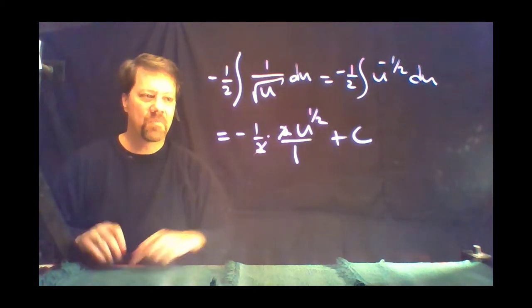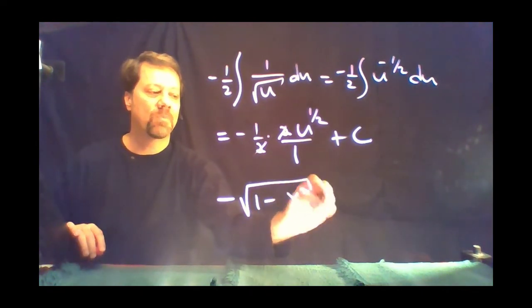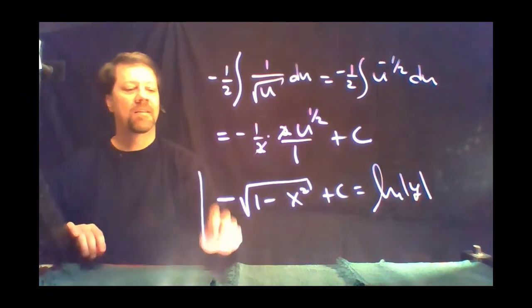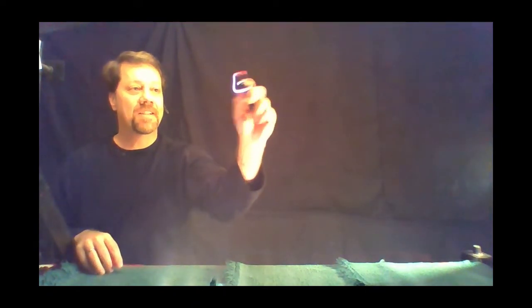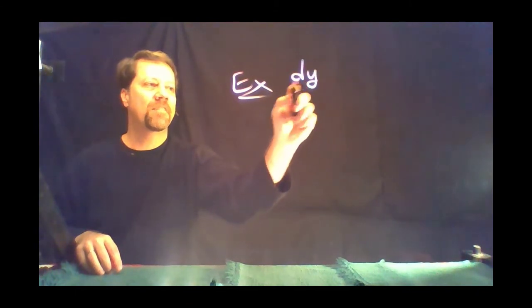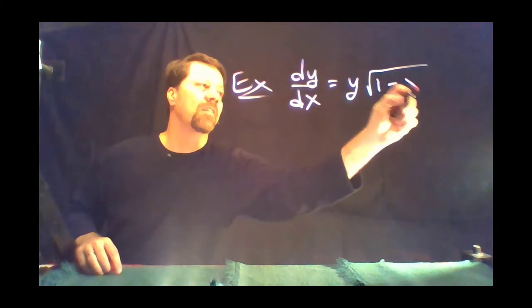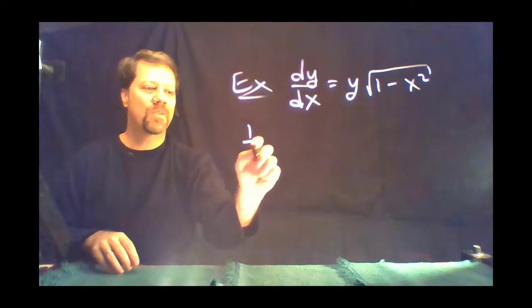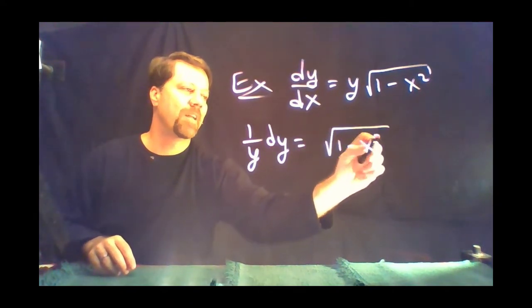From here, we substitute back, getting negative square root of 1 minus x squared plus c equals log absolute value of y. We'll leave our solution in this form. And as another example, suppose we have dy dx equals y times the square root of 1 minus x squared. Separating the variables, 1 over y dy is the square root of 1 minus x squared dx.